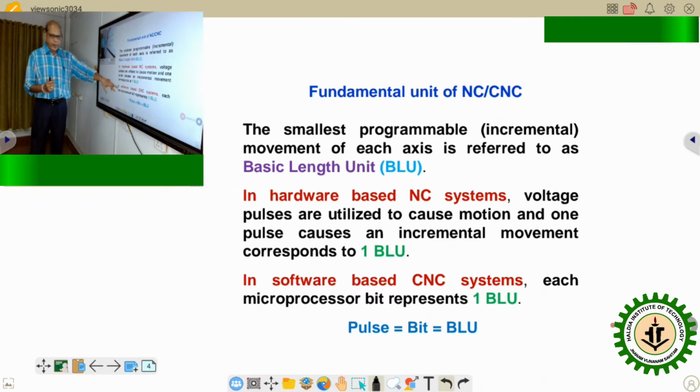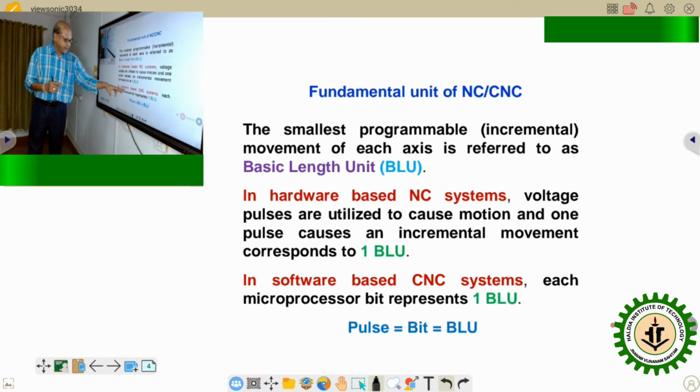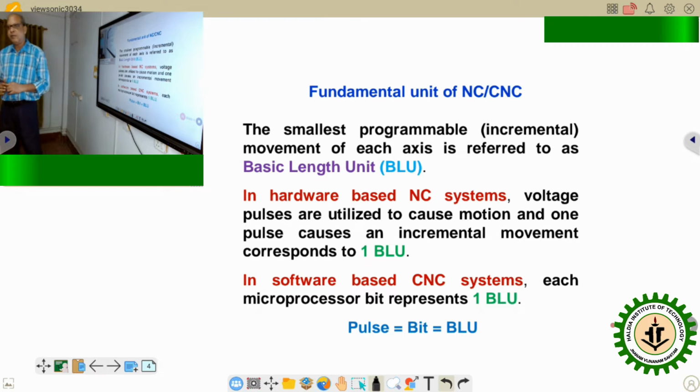Now there are 2 categories of machine tool. One category is NC, where there was no computer, mind that. Returning to your initial definition of NC, it is electronics hardware. That is why it is called hardware based NC. In case of CNC it is software based. For hardware based NC systems, voltage pulses are utilized to cause motion, and one pulse causes an incremental movement corresponding to one basic length unit.